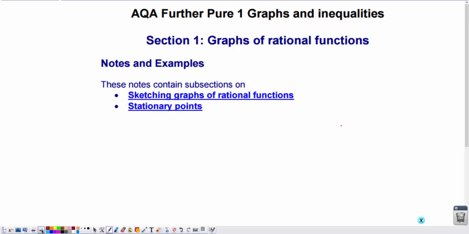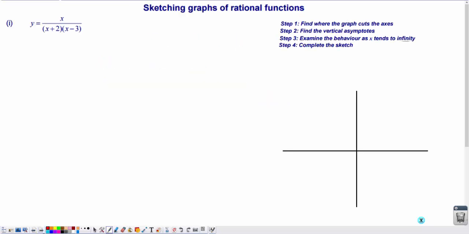But the methods we're using are more or less the methods you'll use for any kind of graph that you get in FP1, more or less. Okay, so question 1. We're going to graph y equals x over (x plus 2)(x minus 3).